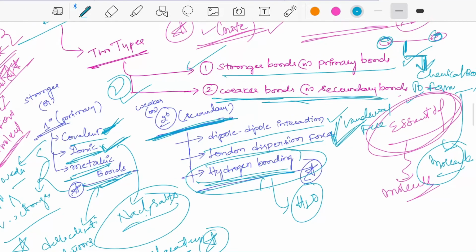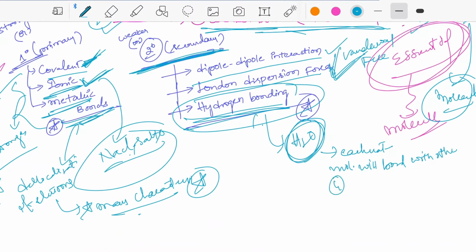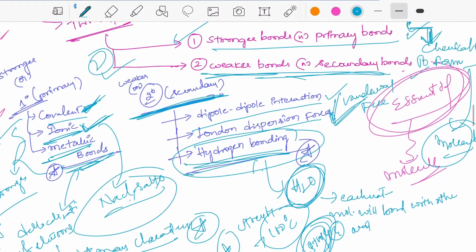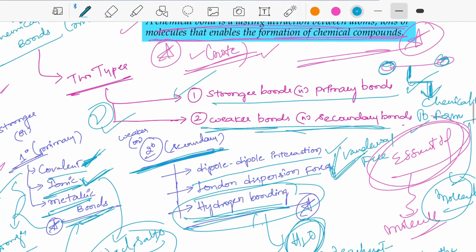Due to the hydrogen bonds, each water molecule will bond with four other water molecules by hydrogen bond, so that the strength of water remains something more peculiar. To boil water, we need 100 degrees Celsius. So we need some energy to break those hydrogen bonds. Hydrogen bonds are stronger than van der Waals forces. This is a very important point. We know that hydrogen bonding is stronger than van der Waals forces.